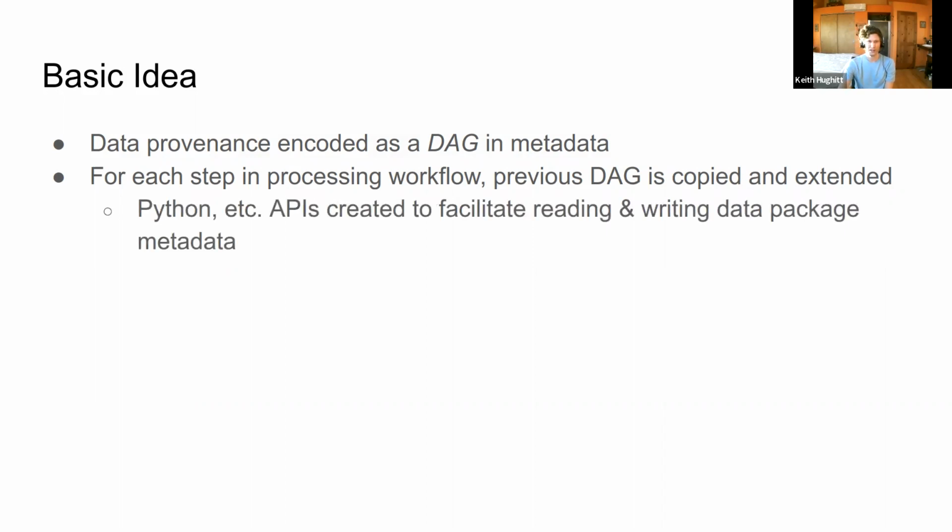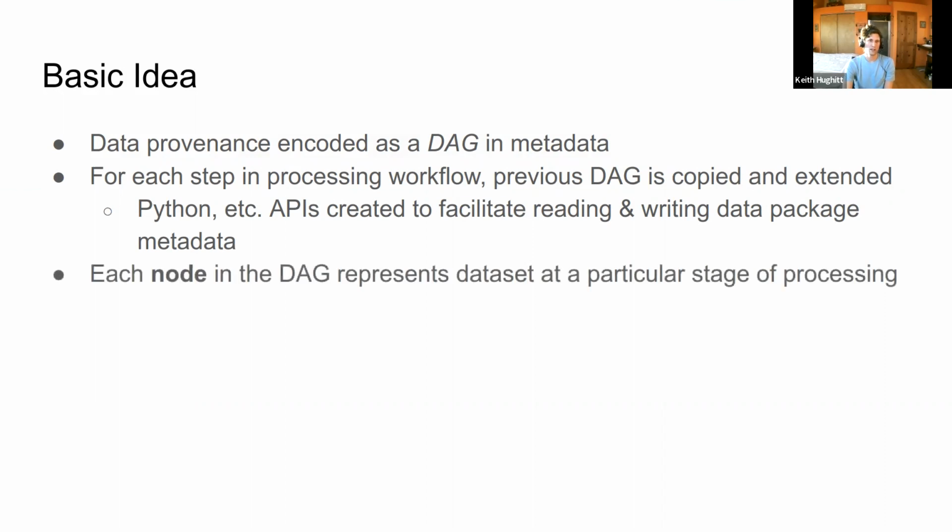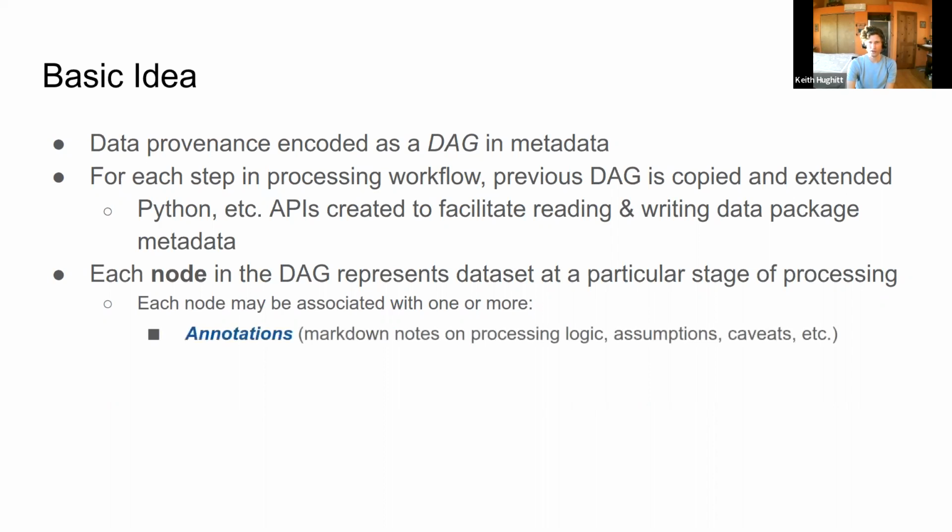It's pretty straightforward. I would try, and have already started, to create APIs in different languages to facilitate the process of reading the DAG and updating it and working with the data packages. Each node in the DAG represents a data set at a particular stage of processing. And then each node can be associated with one or more of the following.